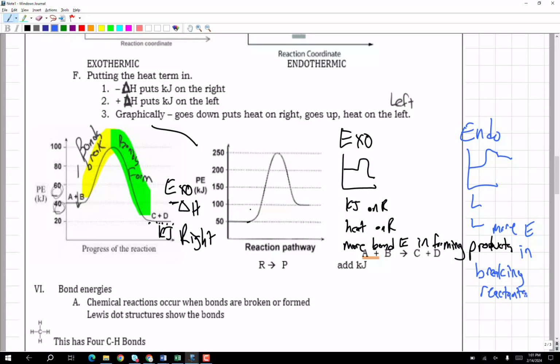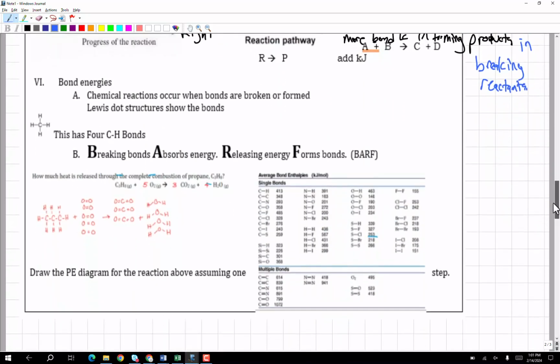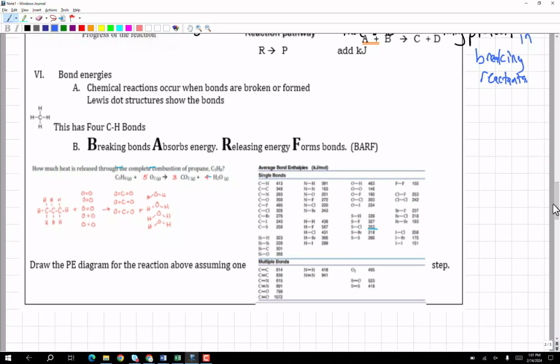There you go. All right, now the part that's the beastie. Chemical reactions occur when bonds are broken or formed. Lewis dot structures show the bonds. We've done this before. I have a C to H covalent bond, C to H covalent bond. This has 4 C to H covalent bonds. Breaking absorbs energy, and forming bonds releases energy.